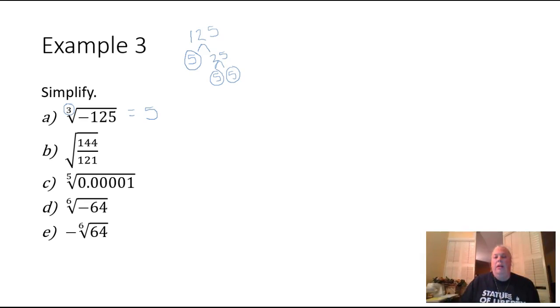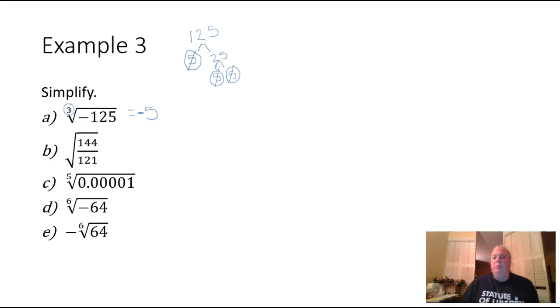And since I've used up the 3 5s by bringing one out into the front, there's nothing left over. I don't need the radical any longer. And then, of course, since it's negative, my answer is going to be a negative 5 out here. Now, this only works when your index out here is an odd number. If it's even, then something else happens entirely.